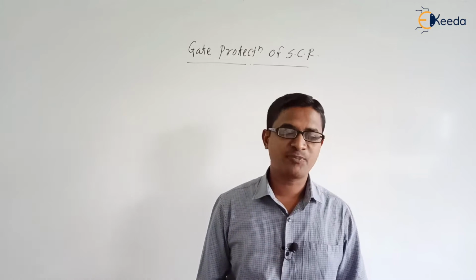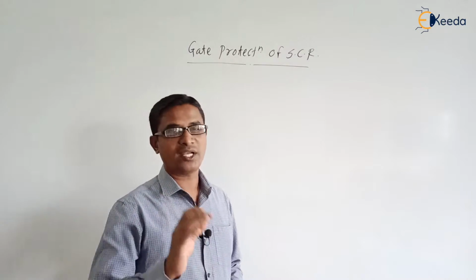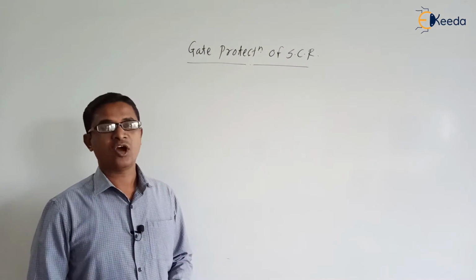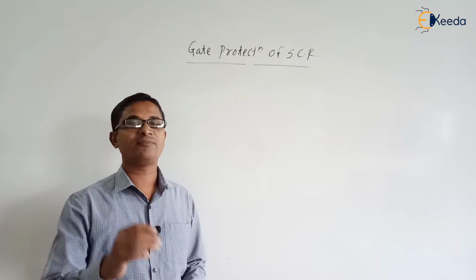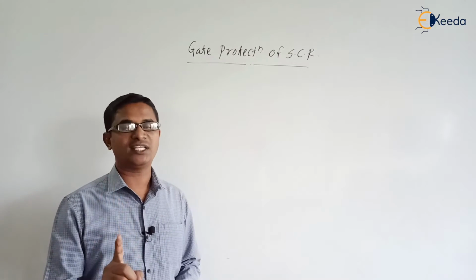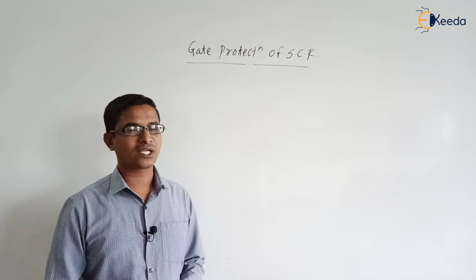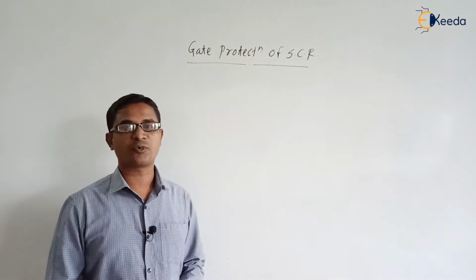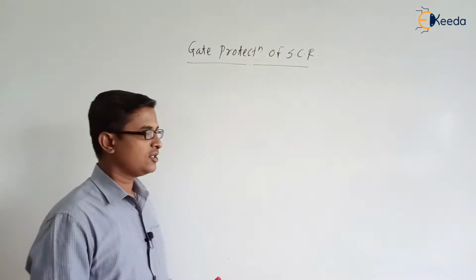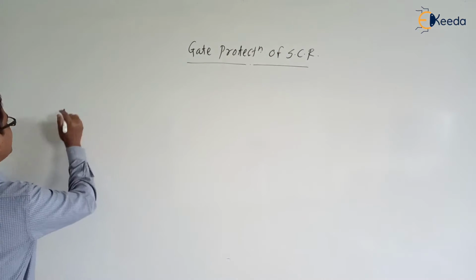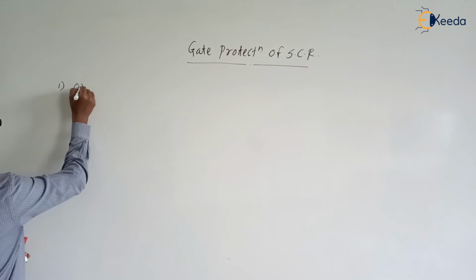As far as gate protection is concerned, we need to protect the gate cathode circuitry of the SCR against three parameters. One is overvoltage protection, the second is overcurrent protection, and the third is protection against the noise signal. Let us discuss them one by one. The first is overvoltage protection.